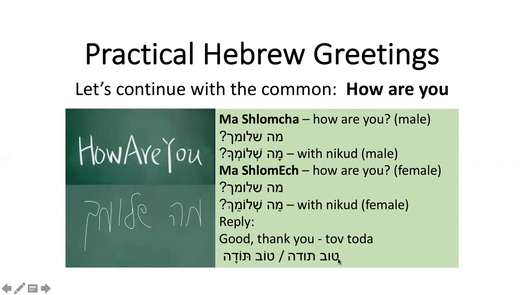Tov, tet, vav, bet. T-O-V, tov. Tov toda. It's good. Thank you. Toda is thank you. So very simple. And then you can practice and you can ask a male and ask a female and practice and let them reply.